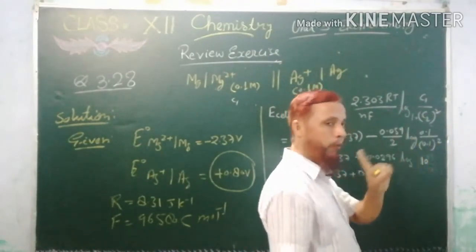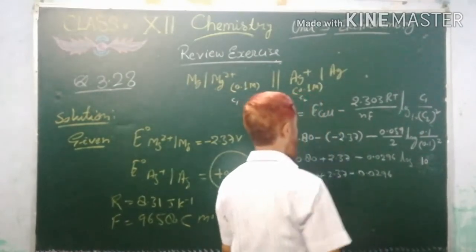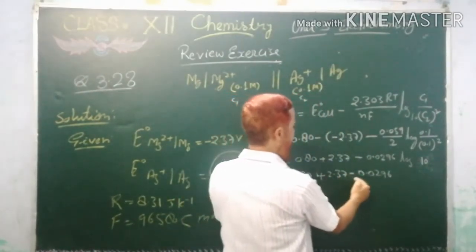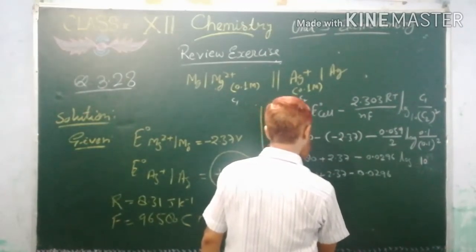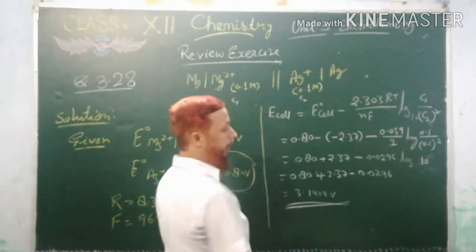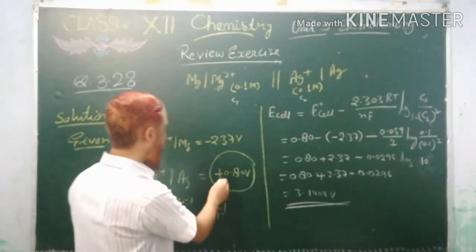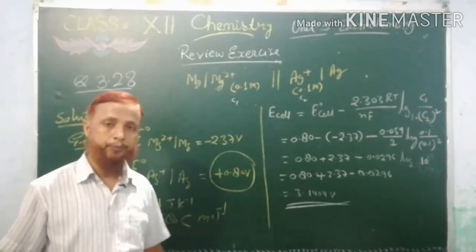Log 10 value is 1. So finally we will write here minus. So you will add this and subtract this one, and you will get 3.1404 volt, that is the EMF of the cell and the answer. Okay, so one correction we made here, don't forget to do the correction in the book.